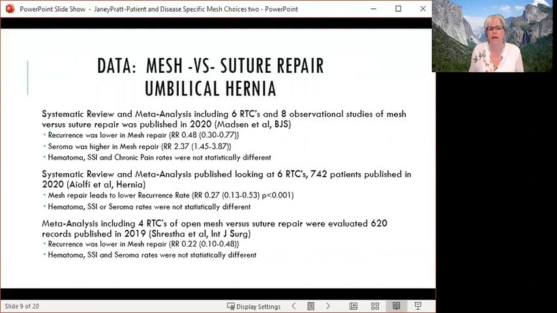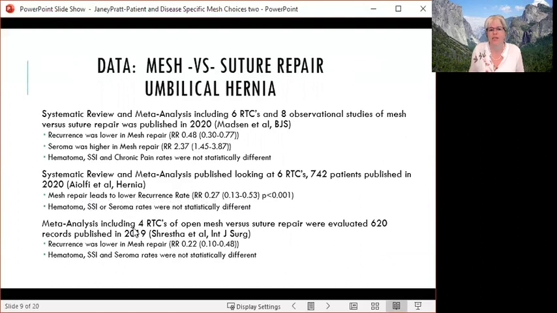Another review and meta-analysis published looking at, again, 6 randomized controlled trials, 742 patients, published by Aolfi in 2020 in Hernia, showed that mesh repair leads to lower recurrence rate with a relative risk of 0.27. And this was a very significant p-value. Finally, it showed that hematoma, surgical site infection, and seroma rates were not statistically different.